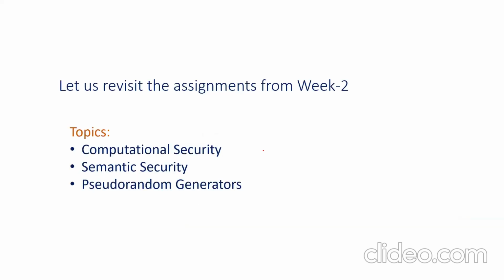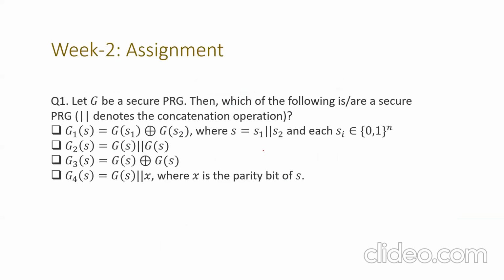So we will enter the week 2 assignments now. This is the first question in the week 2 assignment posted on the NPTEL website. The question says, let G be a secure PRG, then which of the following is or are a secure PRG? Where this symbol, parallel vertical lines, denotes the concatenation operation.